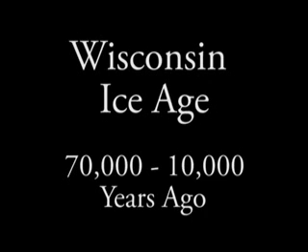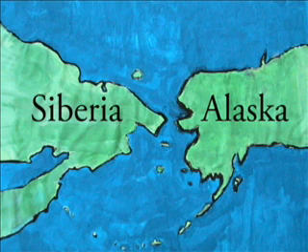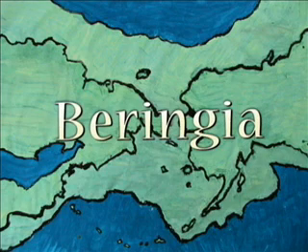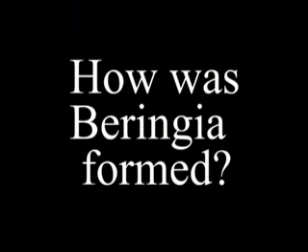During the Wisconsin Ice Age, which began around 70,000 years ago, there was a piece of land connecting Siberia and Alaska, which was called Beringia. Beringia was a land bridge that connected Siberia and Alaska. During this ice age, 97% of Canada was covered with ice.